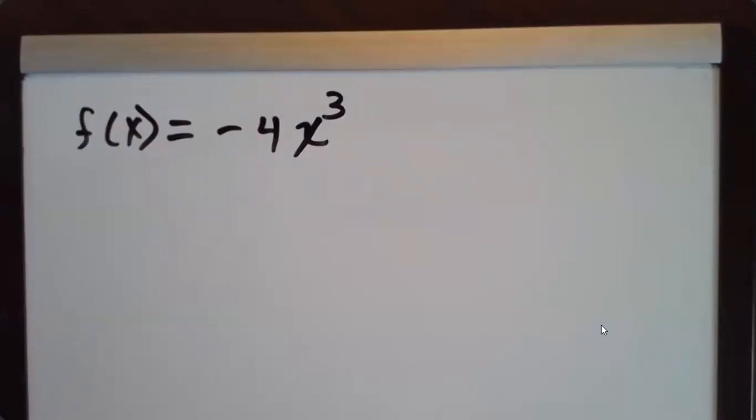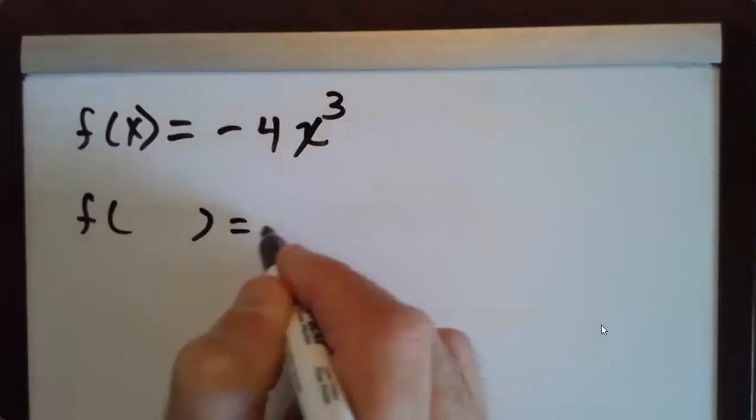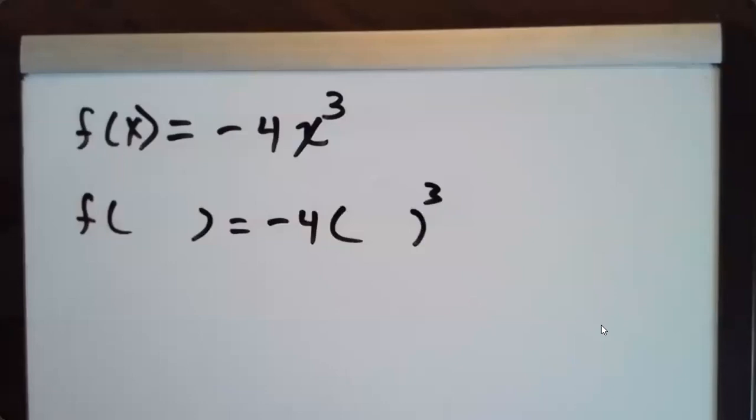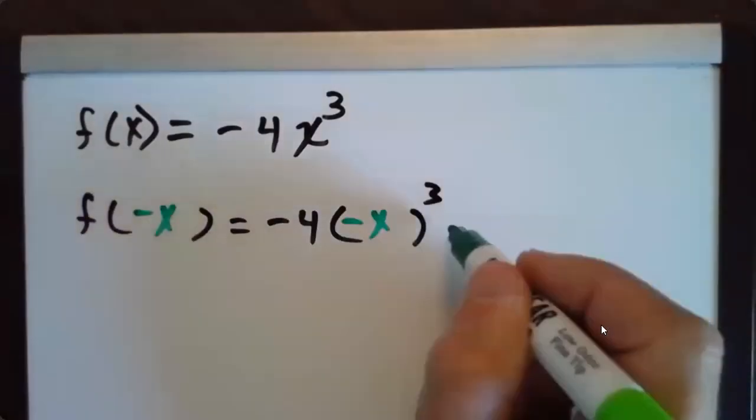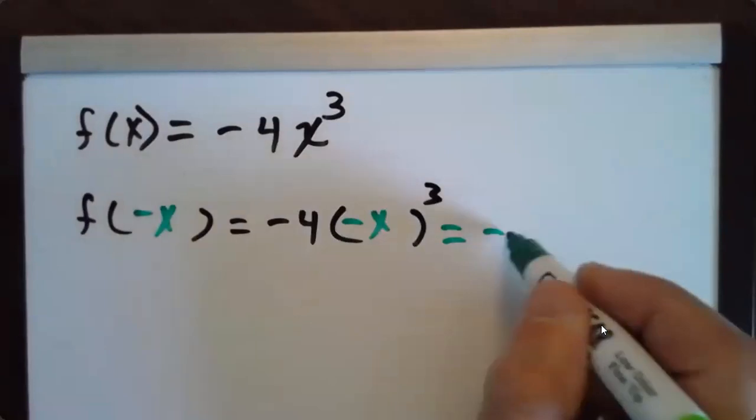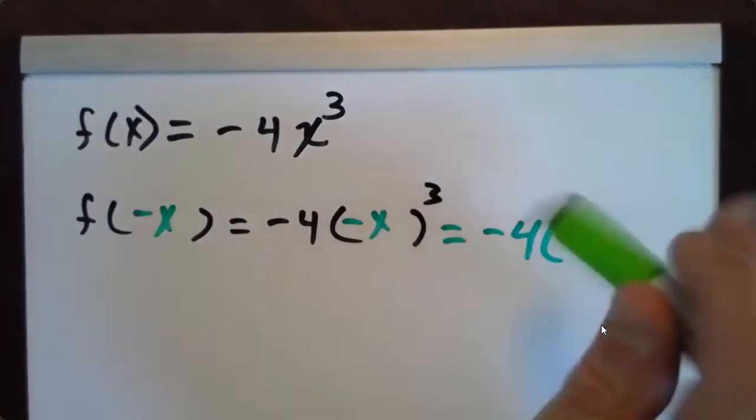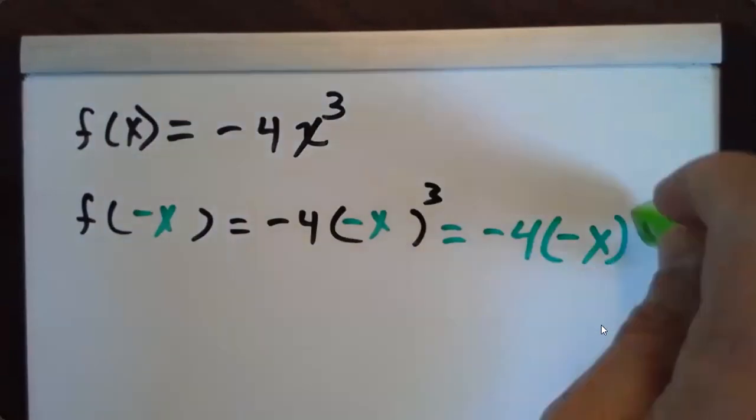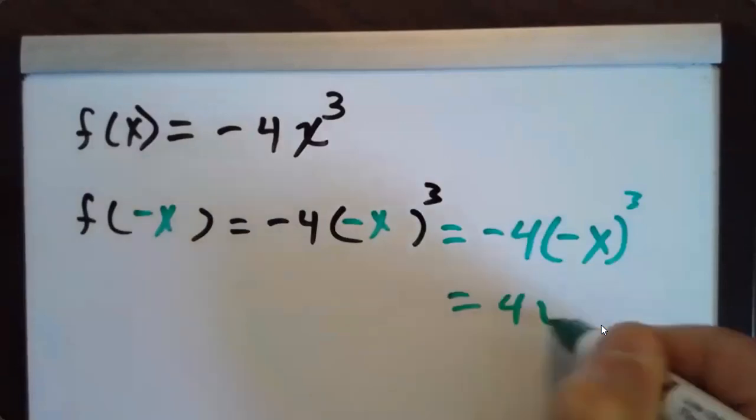What you do is you cut that x out and put negative x in there. So you put parentheses, and then you put negative x in there. Negative x, negative x, and you get negative 4, and negative x times negative x times negative x is still negative x. Negative x cubed. So negative times negative is a positive 4x cubed.